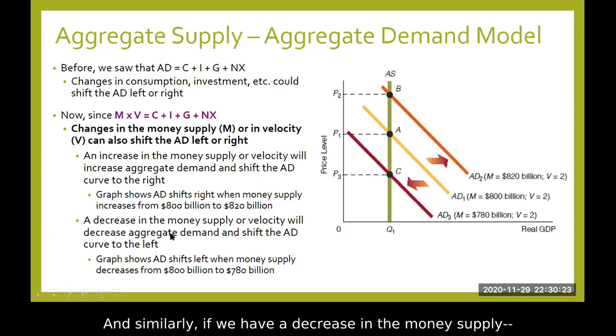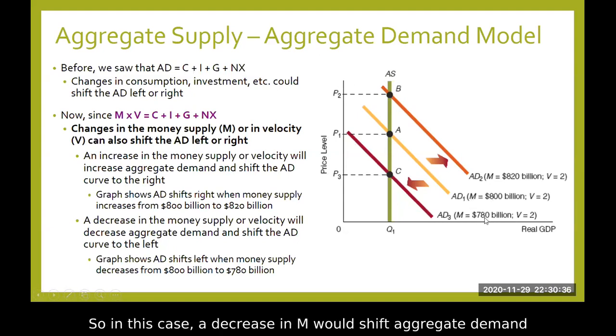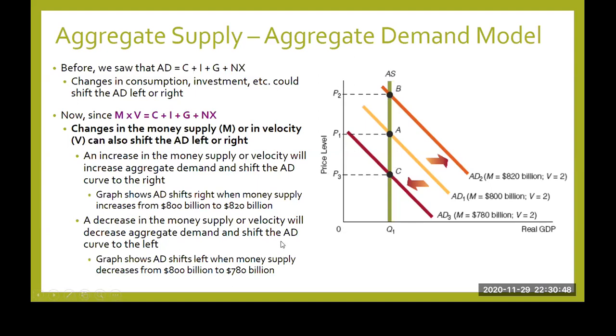And similarly, if we have a decrease in the money supply, so initially starting off from 800 billion, now let's say we have only $780 billion in circulation. So in this case, a decrease in M would shift aggregate demand to the left. So an increase in either M or V will shift aggregate demand to the right, and a decrease in either variable will shift things to the left.